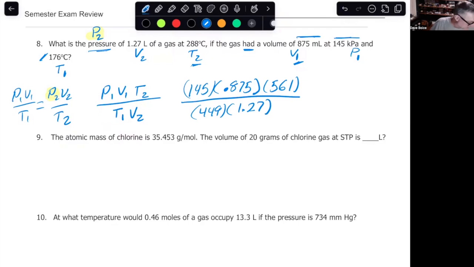And then finally, V2, I'm almost done. 1.27. And I'm going to put that all into my calculator. And when I do, I'm going to get somewhere between 123 and 126 kPa. And won't you be excited when you figure out what the answer is and round it to 2 decimal places and put it in your answer sheet?